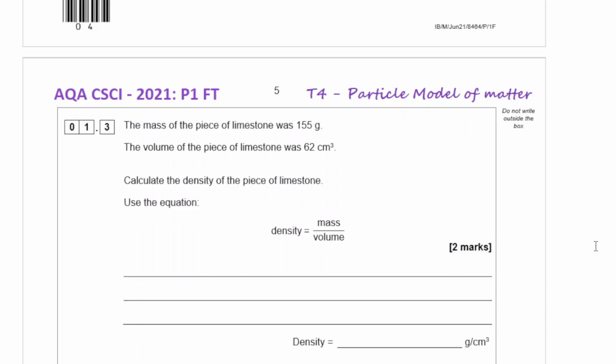The mass of the piece of limestone was 155 grams. The mass is 155. The volume of the piece of limestone is 62 centimeter cube. Calculate the density. So density, they have given you the equation. So mass is 155 divided by the volume is 62. That would give you an answer of 2.5 gram per centimeter cube.